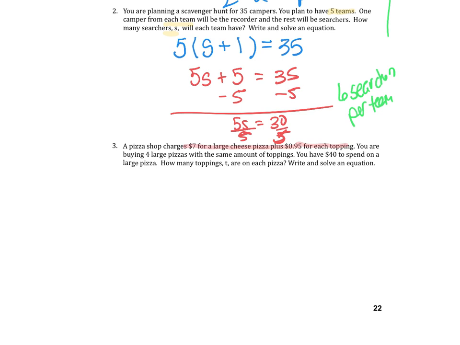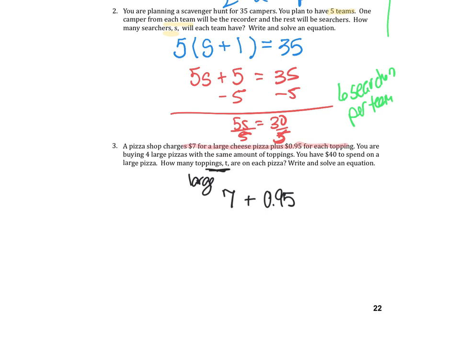Now, the way it was written, maybe that was tricky, so I'm glad I'm here to read it to you. Let me fix that. So each large pizza costs $7 per pizza, right? Plus, it's going to cost 95 cents per topping.